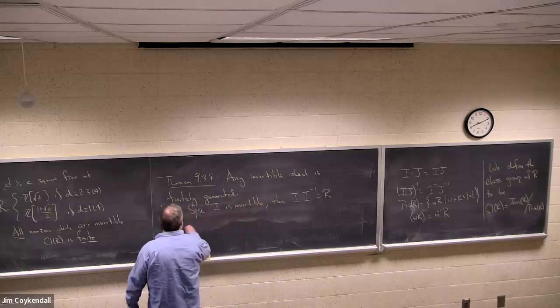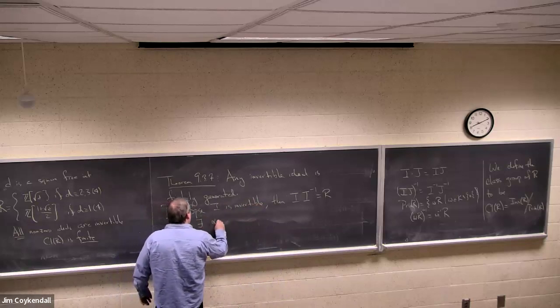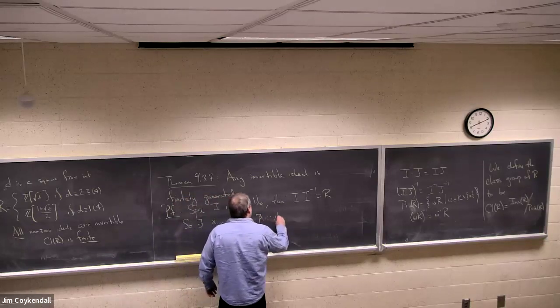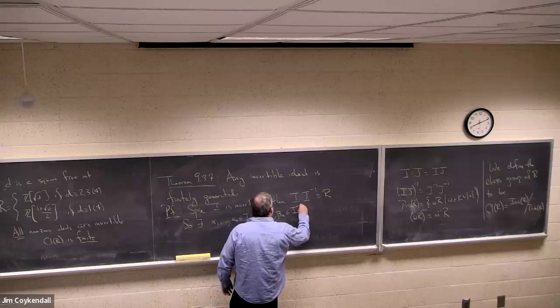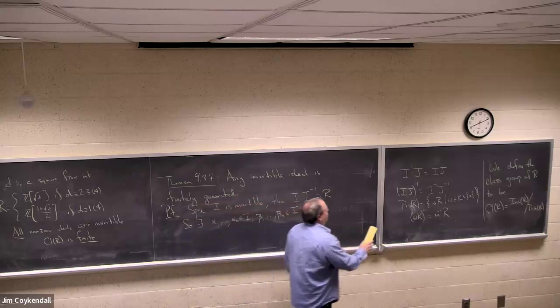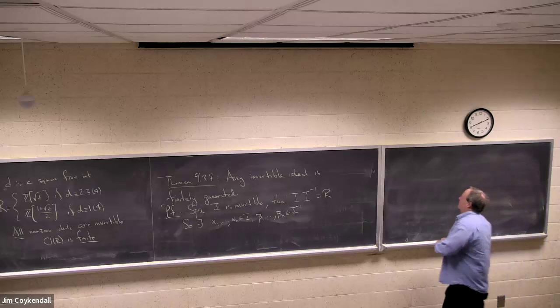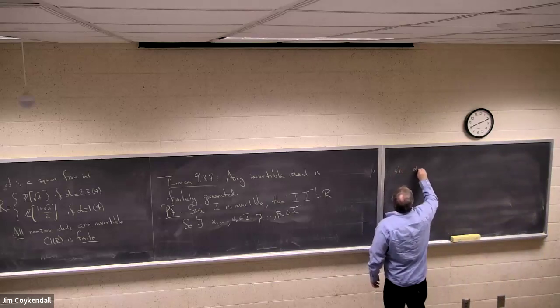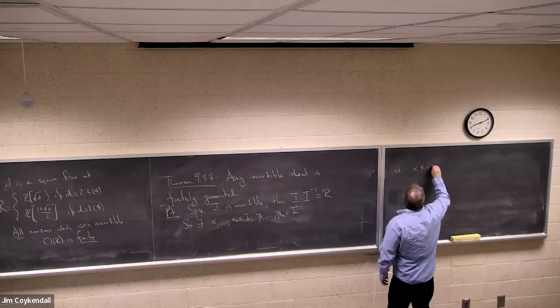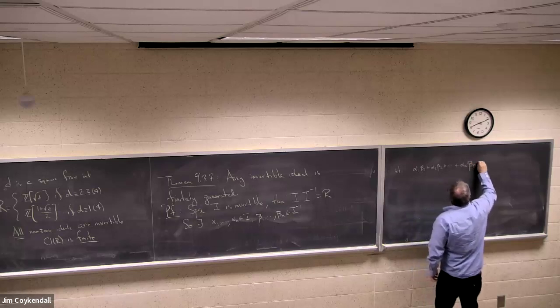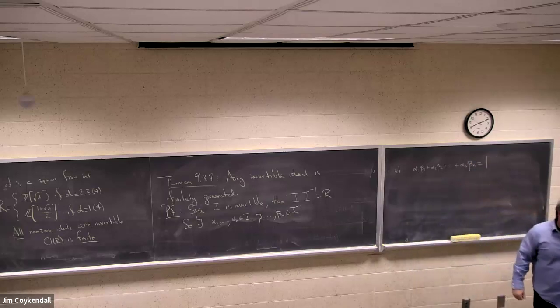This means there exist alpha 1 up to alpha n in I, and beta 1 up to beta n in I inverse, such that alpha 1 beta 1 plus alpha 2 beta 2 plus up to alpha n beta n is equal to 1. Right? That has to happen because you've got to have the 1 in there. Now, I'm going to make the following claim.